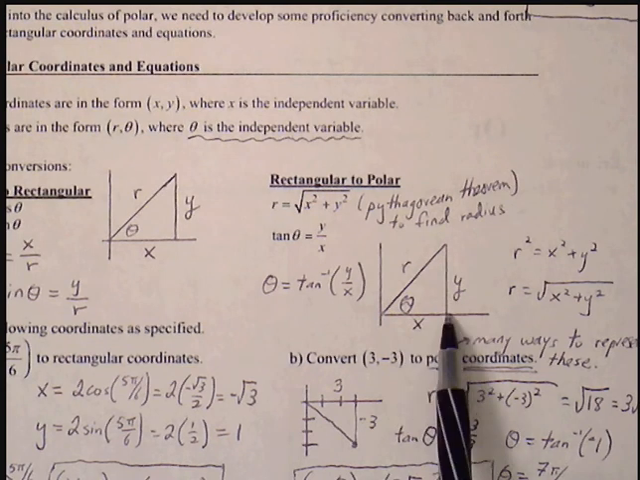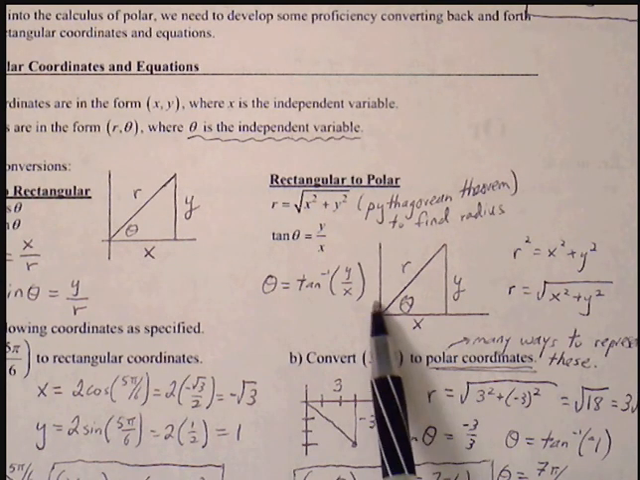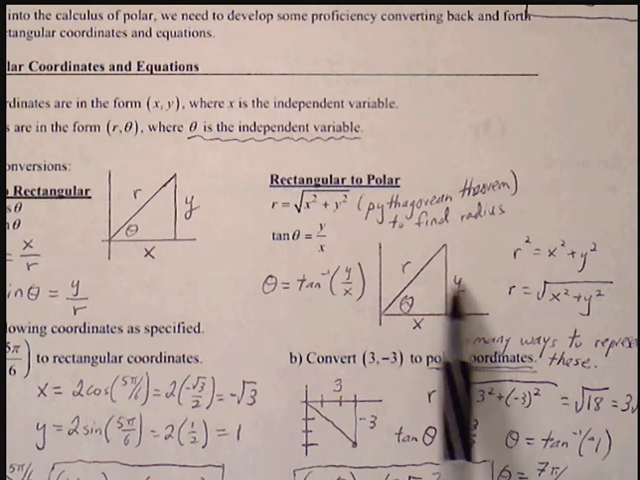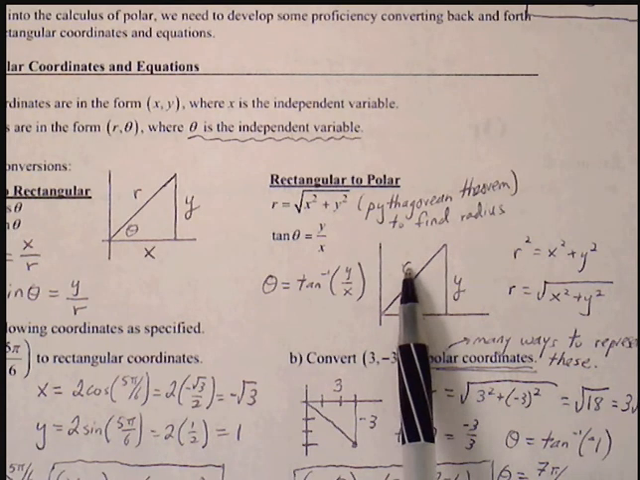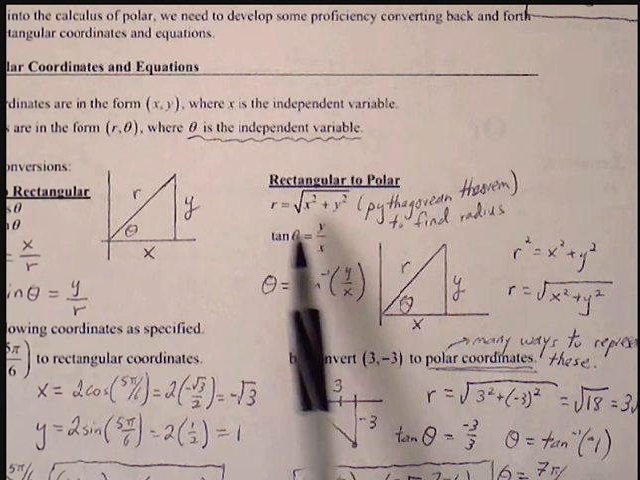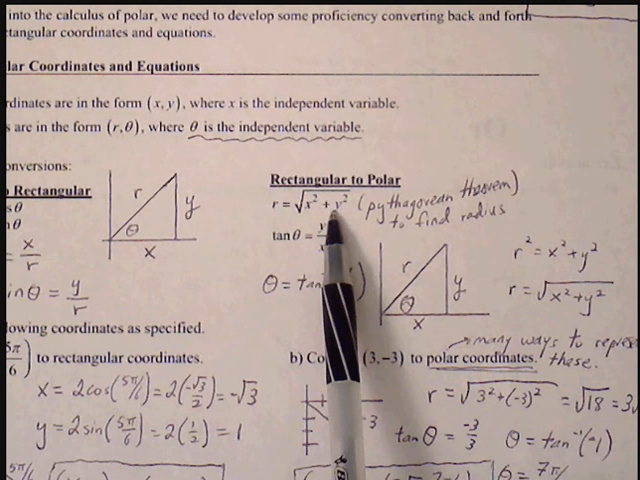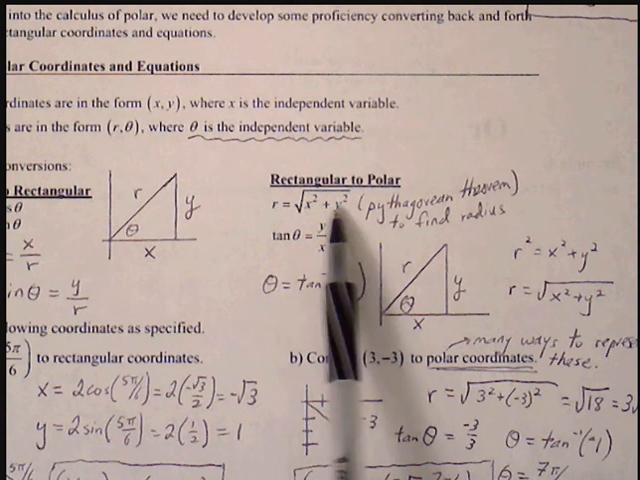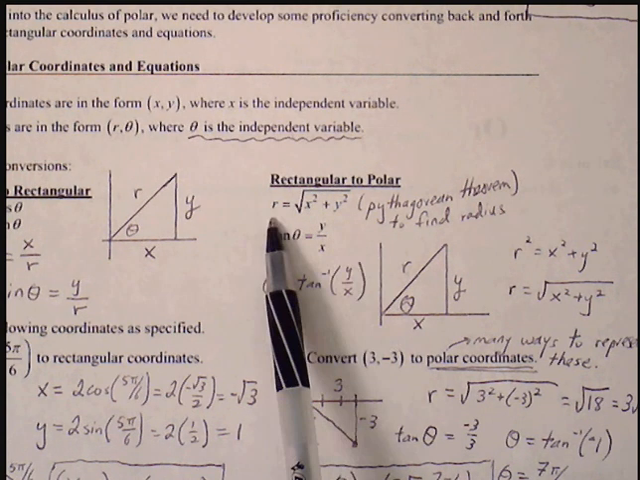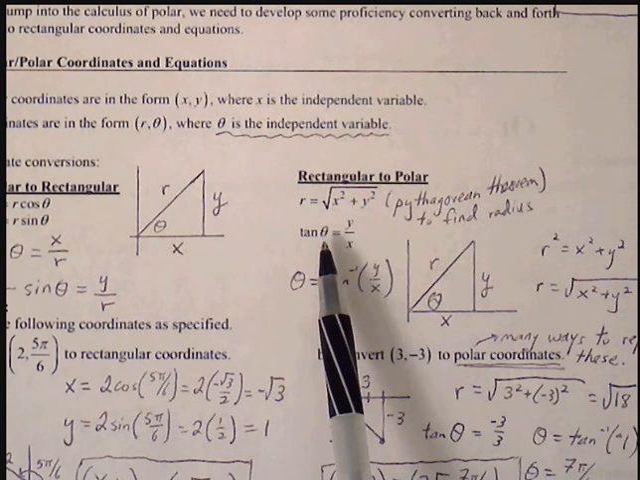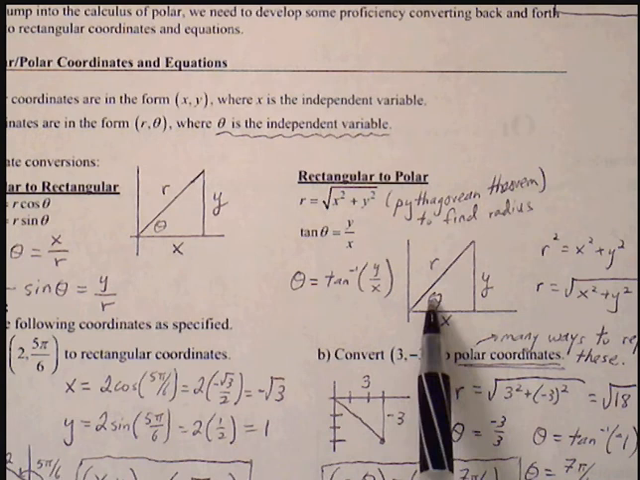Okay. Now from rectangular to polar, again, we look at our diagram here, but now we think in terms of the Pythagorean theorem. x squared plus y squared equals r squared. So if I want to solve for r, I take the square root of both sides. So r is equal to the square root of x squared plus y squared. So if I have my x and y values, I can plug in, and that will give me my radius for my polar coordinate.